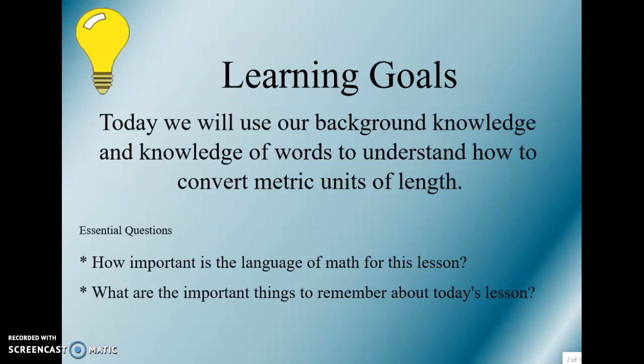So our learning goals for today is we're going to use our background knowledge and knowledge of words to understand how to convert metric units of length. So we're starting to measure length, and we're going to start using the metric system first.